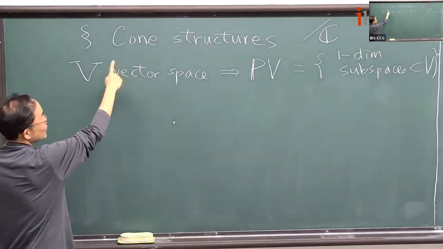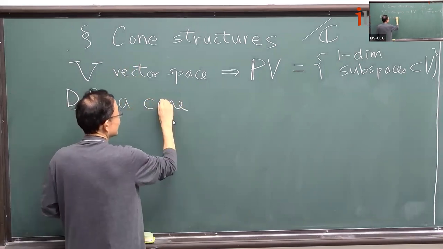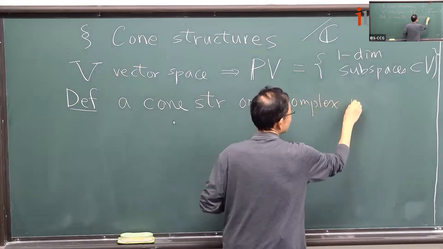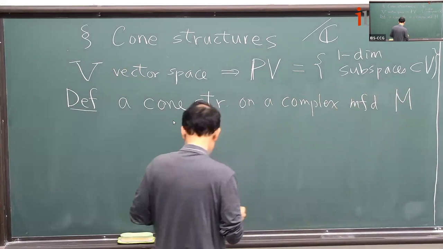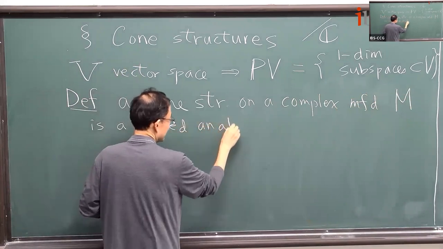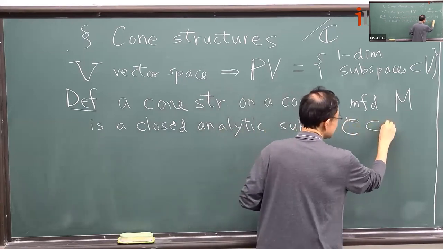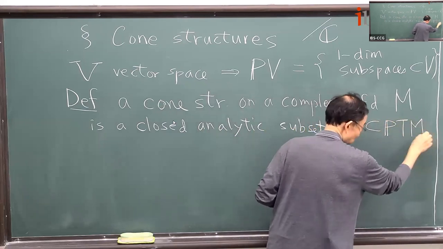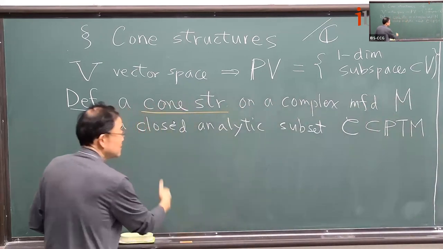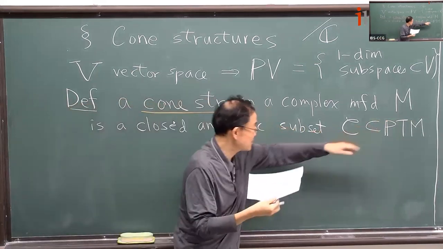Okay, so let me define what a cone structure is. A cone structure on a complex manifold M is just a closed analytic subset, which I denote by script C, inside the projectivization of the tangent bundle of M, the holomorphic tangent bundle. So that's the definition of a cone structure. It's a rather simple object. There's some variety inside the projectivized tangent bundle.